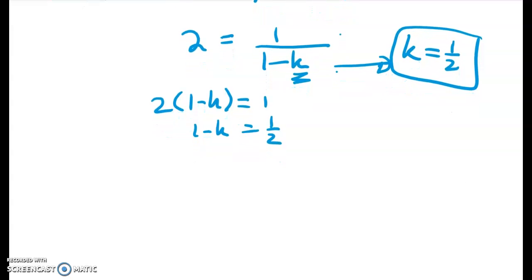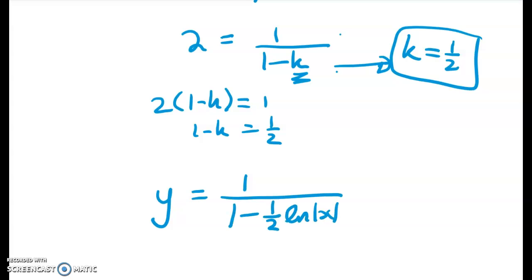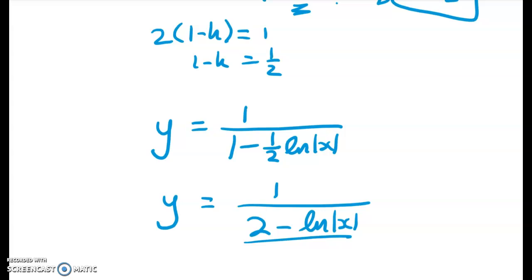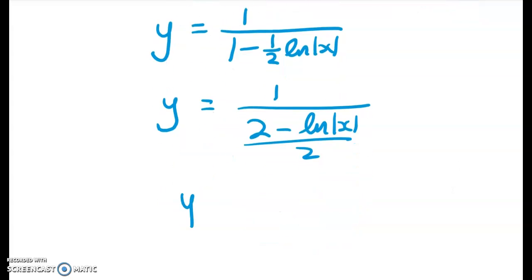So we're basically done. We just have to do a bit of cleaning up. We've got y is equal to 1 over 1 minus a half log x. And now we've got y is equal to 1 over 2 minus log x all over 2. So finishing it off, we've got y is equal to 2 over 2 minus the log of x.